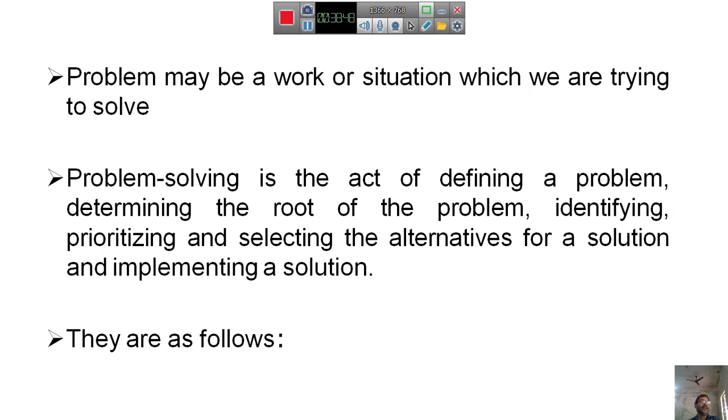Analyzing is nothing but understanding the problem very clearly and thoroughly, then only will we get more and more ideas to solve it. In that one we have to select the best alternative, the best idea.